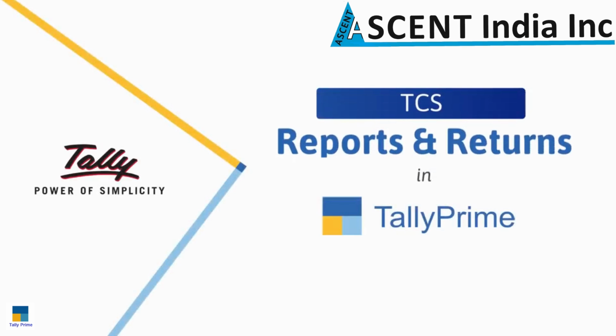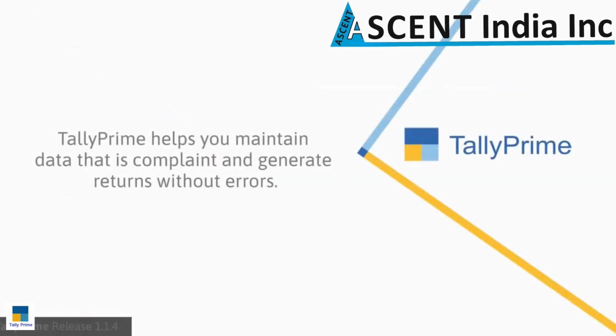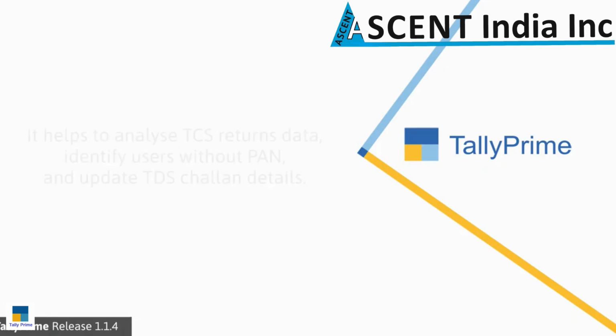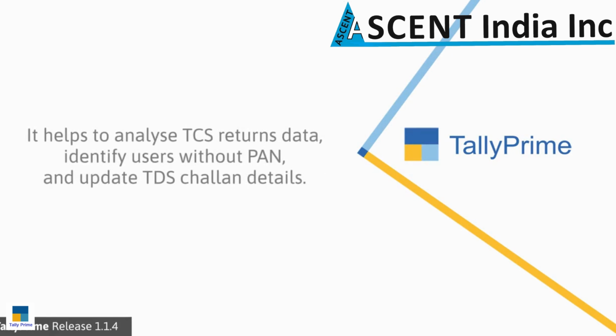In this video, we will look at some TCS reports and changes made to these reports in release 1.1.4. We will also understand the process of generating TCS returns using Tally Prime. The TCS reports in Tally Prime help you maintain data that is complete in terms of compliance requirements and generate returns without errors. These reports allow you to analyze your TCS returns data, identify users without PAN, and update TDS challan details.